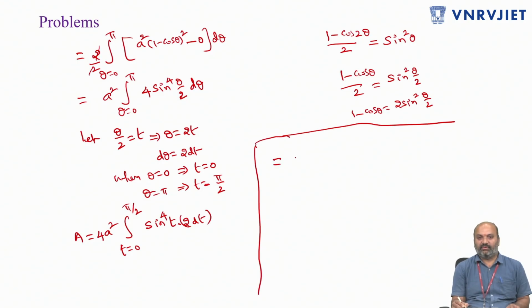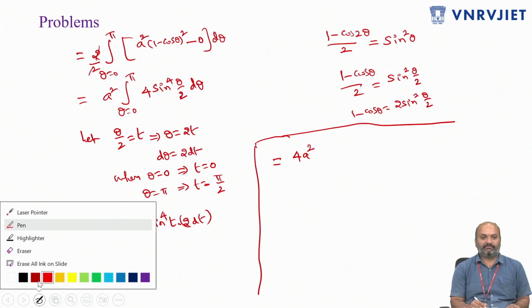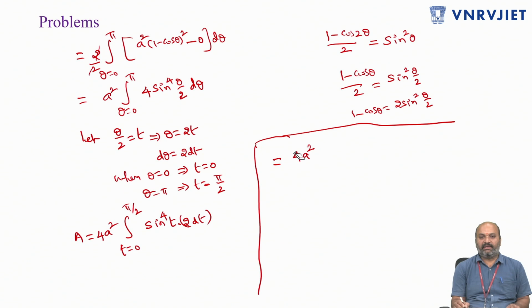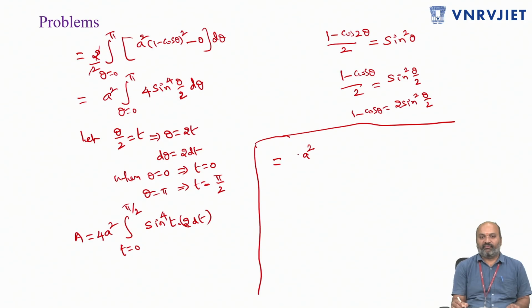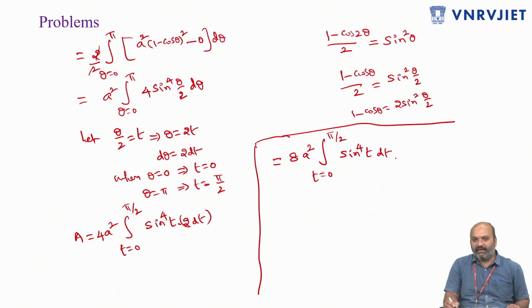So this is equal to 4 into a square. The 2 also, let's take outside. So it becomes 4 into 2, that is 8, a square, integral t varies from 0 to pi by 2, sine to the power of 4t into dt.